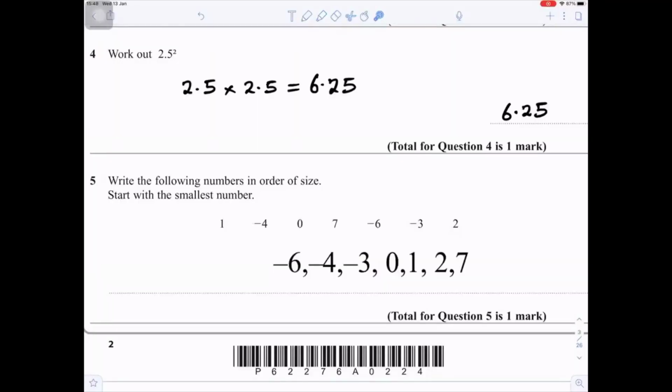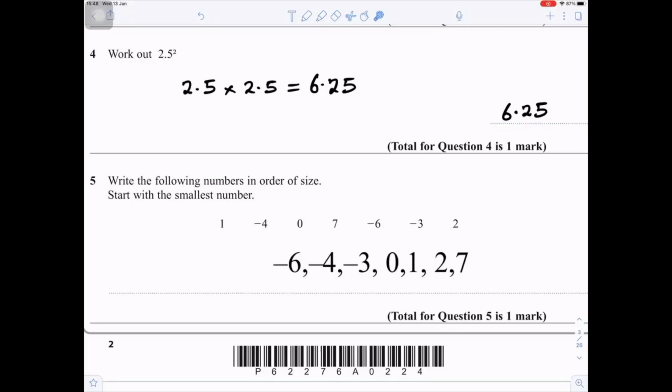Question number 4. Work out 2.5 squared. That is 2.5 times 2.5, and that gives you 6.25. Or you can multiply 25 times 25. That will give you 625. And you count the 2 decimal places, 1, 2, and you get 6.25.